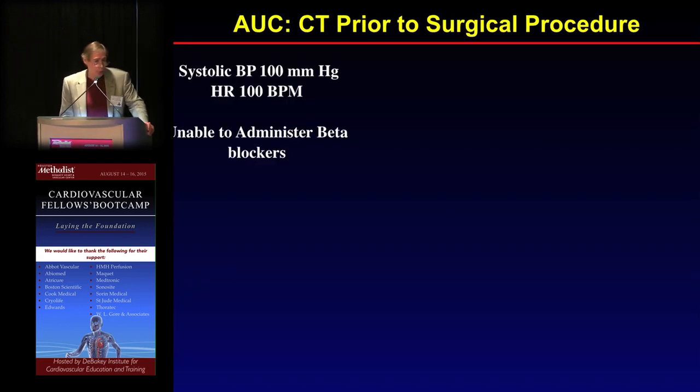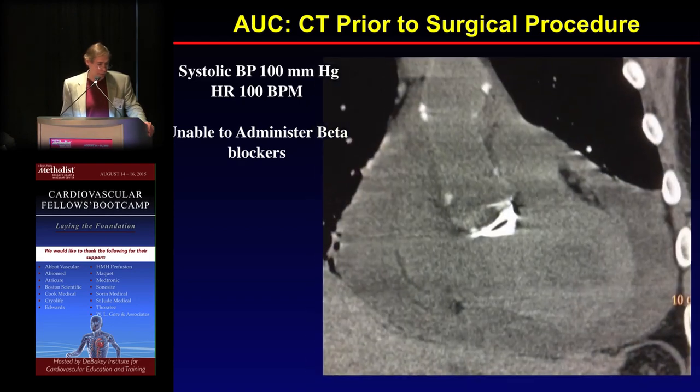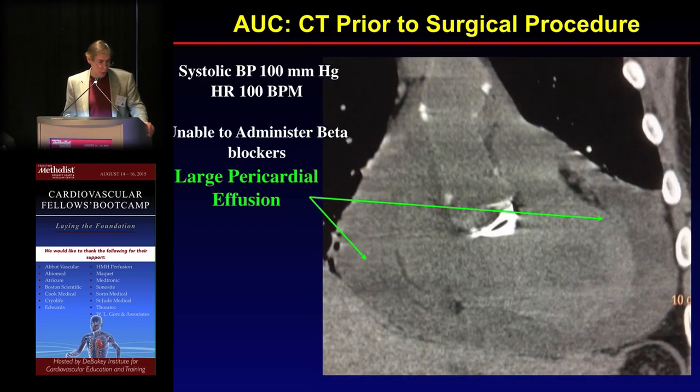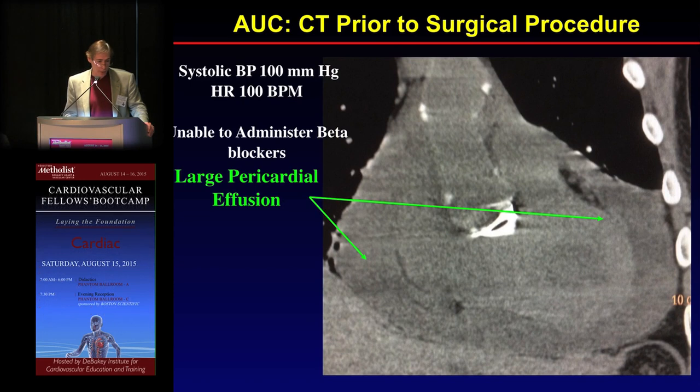This is a patient who was going for a surgical procedure, and we were going to do a CTA on him, but he only had a systolic blood pressure of 100 and a heart rate of 100. When the heart rate and the blood pressure are equal, we get really scared about giving people beta blockers and evaluating them because we think they'll get even more hypotensive. This patient actually went for a non-contrast study, and lo and behold, he had a large pericardial effusion. And so thank God we never did give him contrast or anything else.